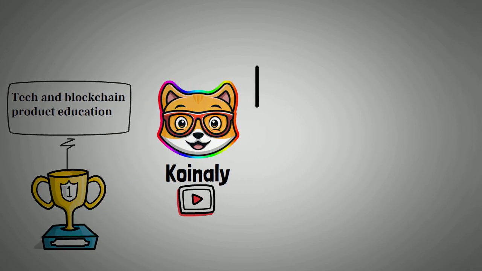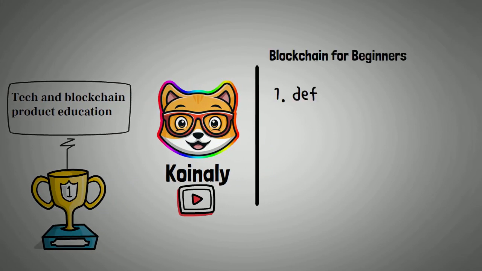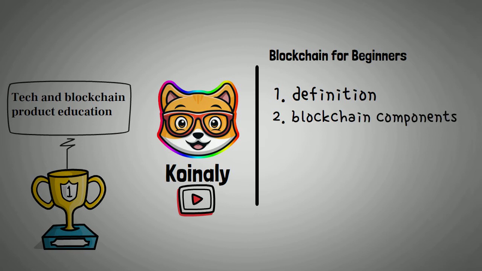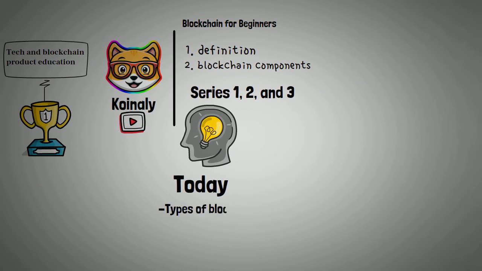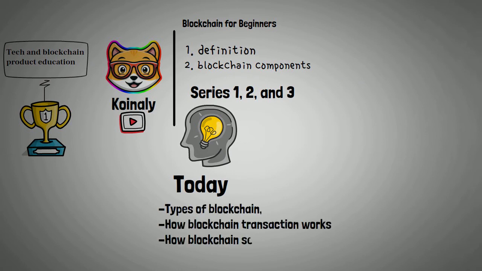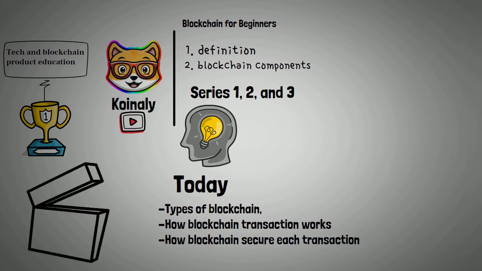Last time on Blockchain for Beginners, we discussed the definition and pointed out some of the most important blockchain components. Don't forget that we divided this into series to ensure that you fully understand every little thing about blockchain. And today, we will be focusing on the types of blockchain, how blockchain transactions work, and how blockchain secures each transaction. However, if you have not watched the previous series of Blockchain for Beginners, kindly do that right after this video, or even before you watch this video.